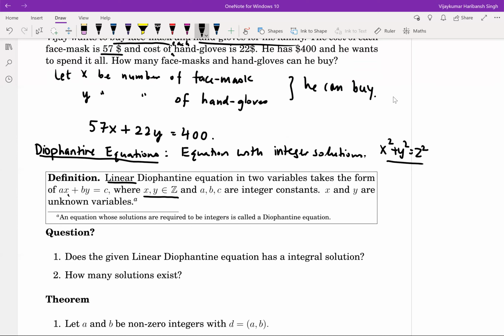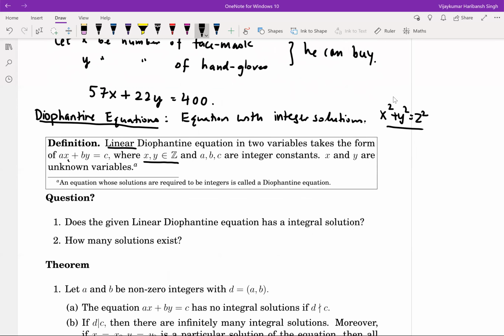So now once you're given this Diophantine equation, you want to ask the following question. Does the given Diophantine equation have an integral solution? And the answer is not yes all the time. We can construct one example quickly where this will not happen. Suppose you take 2x plus 2y equals 1. This will have no integer solutions. Why? Because the left-hand side is even. This is even, this is even. If you add two even numbers, you get even. So you can't get equal to odd, right? So this Diophantine equation has no solution.